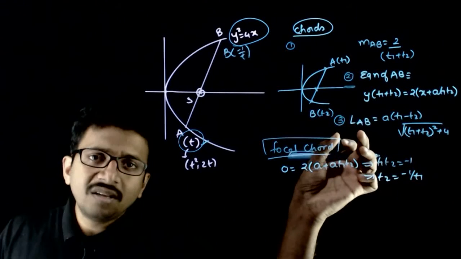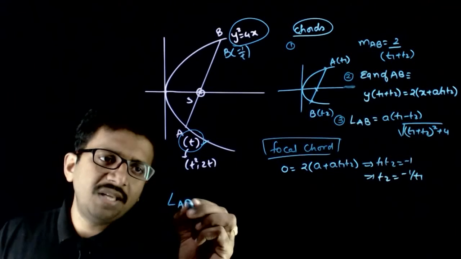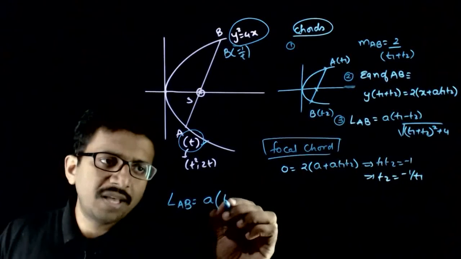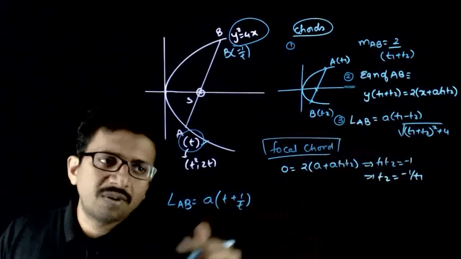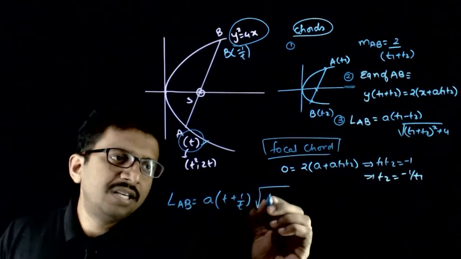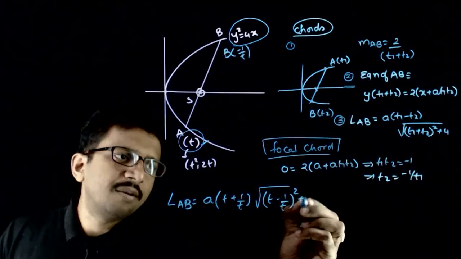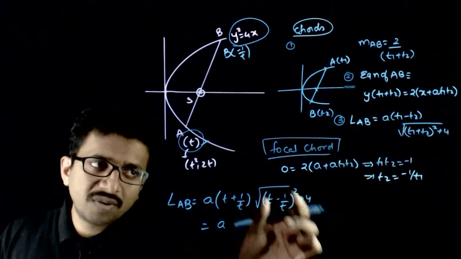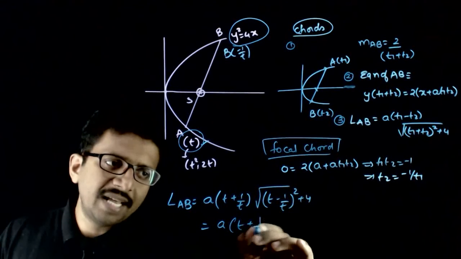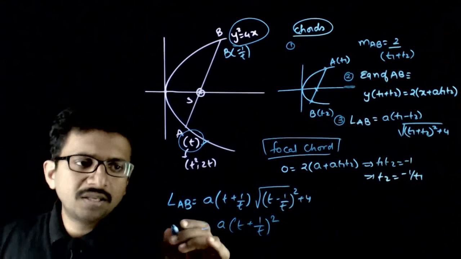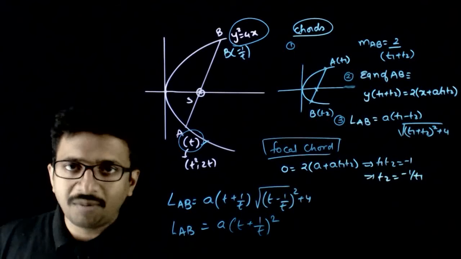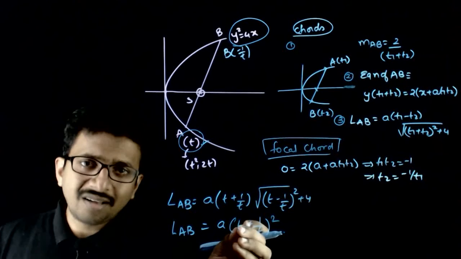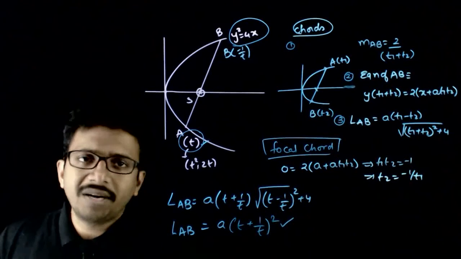So what happens to the length of AB? The length of AB will be equal to a times, t1 becomes t, t2 becomes minus 1 by t, so you have t plus 1 by t, since t minus of minus 1 by t is t plus 1 by t, into root of t minus 1 by t whole square plus 4. That is equal to a times t plus 1 by t into root of t minus 1 by t whole square plus 4, which becomes t plus 1 by t whole square. Square root and square get cancelled. So a times t plus 1 by t whole square. This is the length of the focal chord AB whose one end has a parameter t. So this will be the required answer.